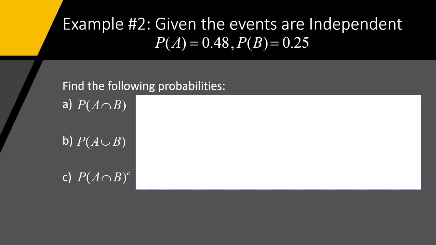Okay, so our next example problem. In this problem, it's a little bit different because you're given the probability of A is 0.48 and the probability of B is 0.25, but we're also told here that the events are independent. So that means I can use these two probabilities to figure out the probability of A and B by just multiplying these two together. So look at these A, B, and C and see if you can figure those out.